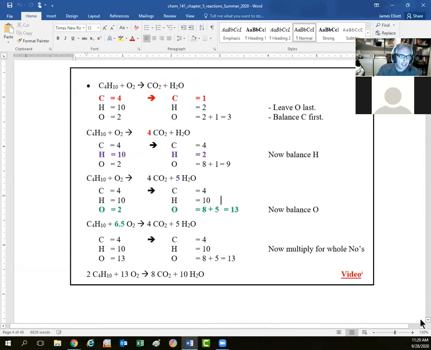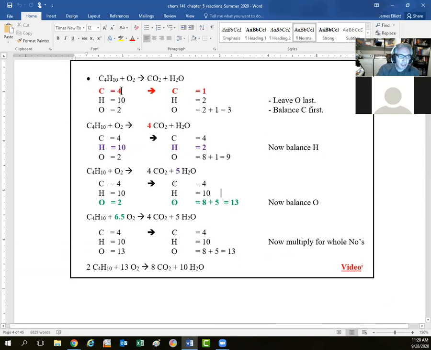All right, let's try another. This time with the oxidation, the combustion of some butane, C4H10. So again, you're given the raw equation at the top, and we'll look at each element as it appears.